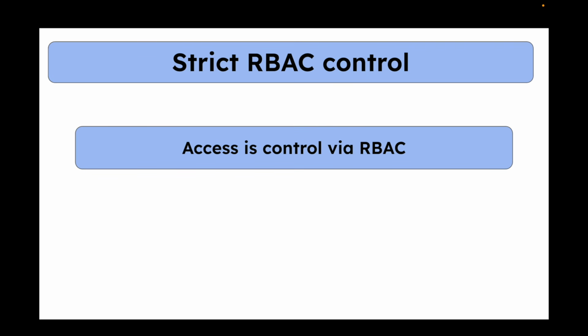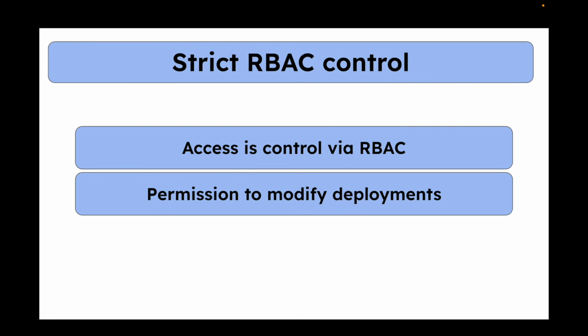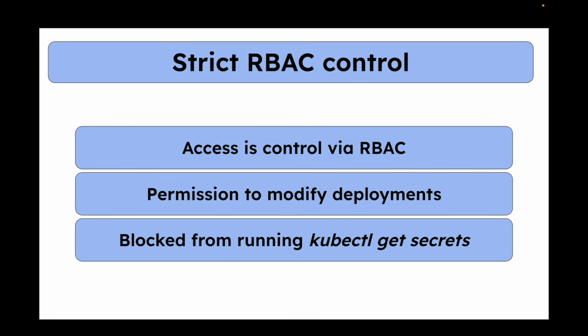And the last one is strict RBAC control. So access to view secrets via the API is heavily locked down using fine-grained role-based access control policies. Normal developers are granted permissions to modify deployments, but are completely blocked from running kubectl get secrets.